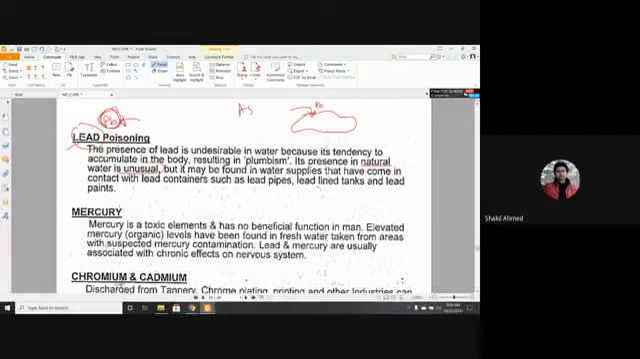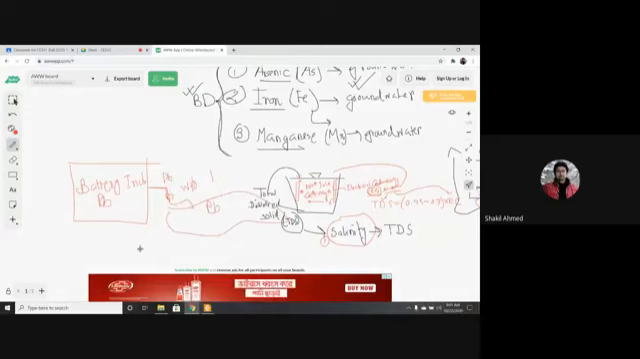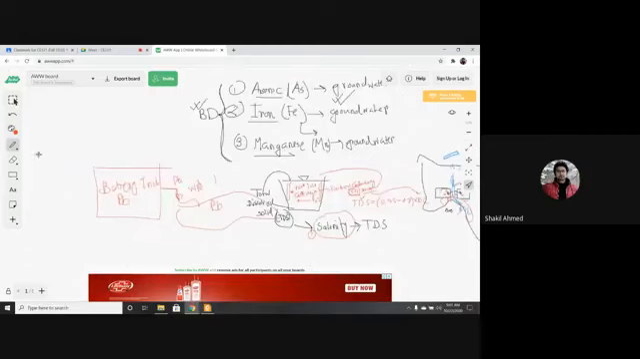Basically, one of the sources is the battery industry, right? They use lead in the battery industry. And after manufacture, when they discharge the water without treatment, this wastewater contains lead. And if the discharge is directly into the river, then this lead can come into the river. Clear? Yes, so it comes mainly from the battery industry.